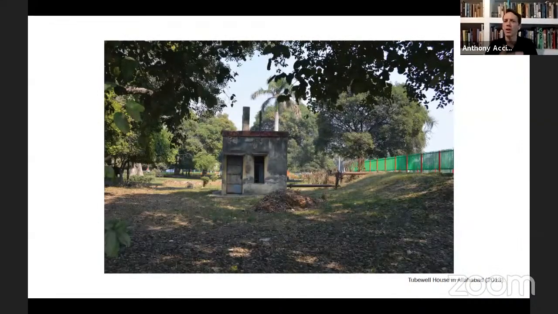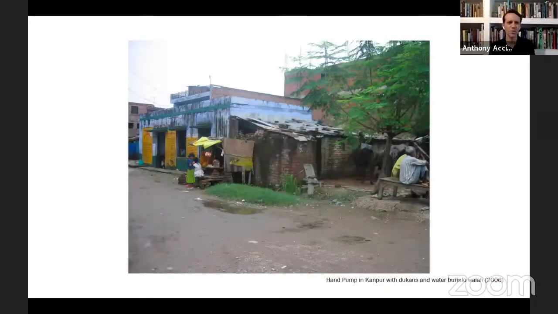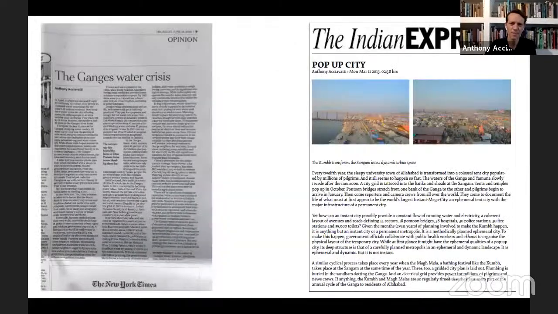And oftentimes tube wells are placed in a building like this that we see and draw water, diesel powered or electric powered. We of course see hand pumps all over the place, like this image that I took in Kanpur in 2006, how incredibly important they are, not just to animal husbandry, but also to everyday life in cities. I've written about this more extensively in the New York Times and also in the Indian Express about the relationship between groundwater and the choreography of soil and peoples.